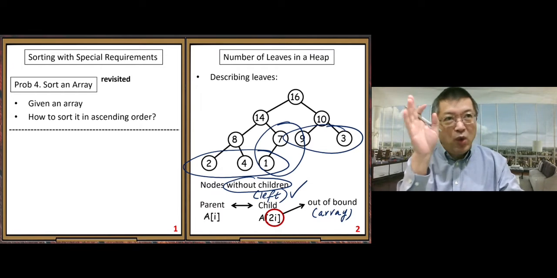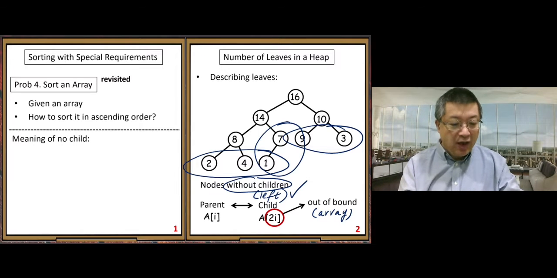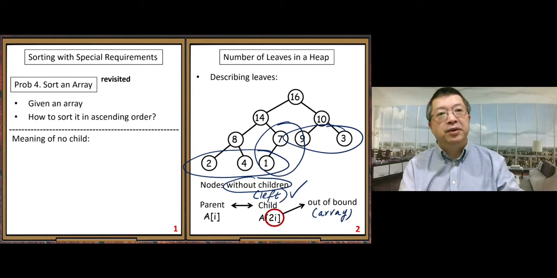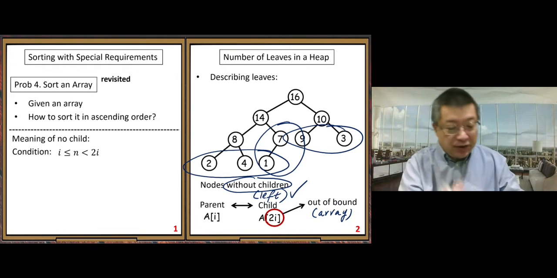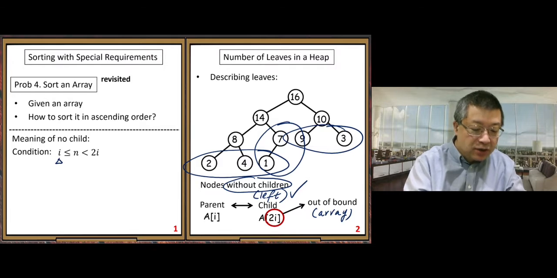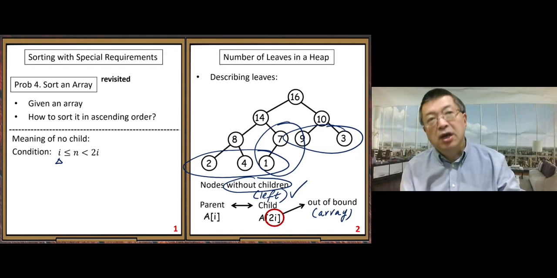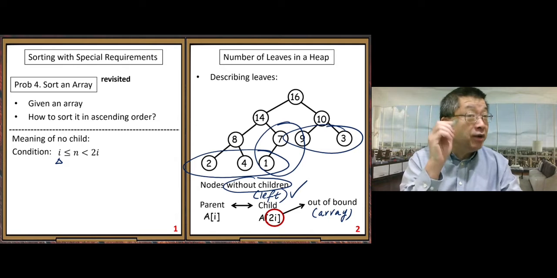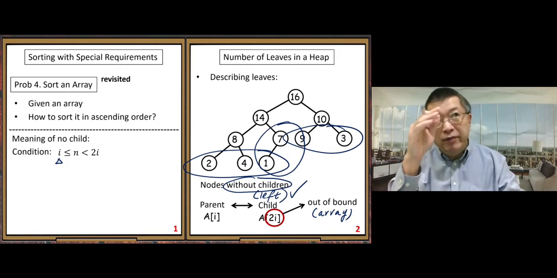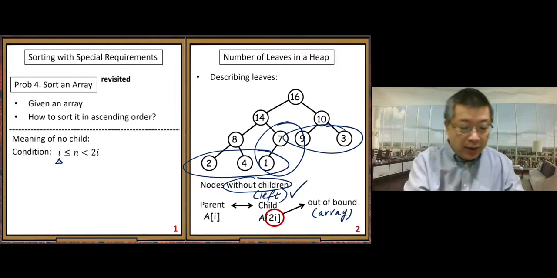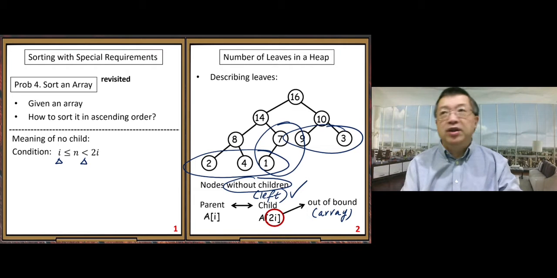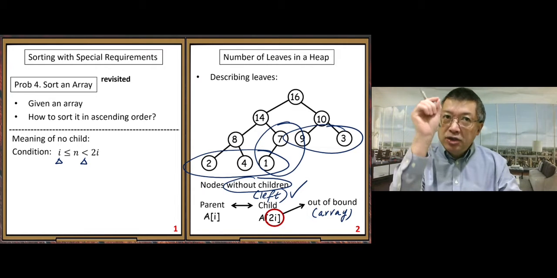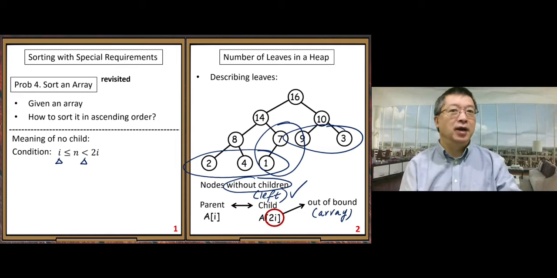All right, so let's write that expression. Meaning of no child. Condition: i less than or equal to n. So i, the node location index, is within the bound, less than or equal to n. But if we double it, 2i is out of bound, strictly greater than n. That's the way we describe the index of a leaf node.